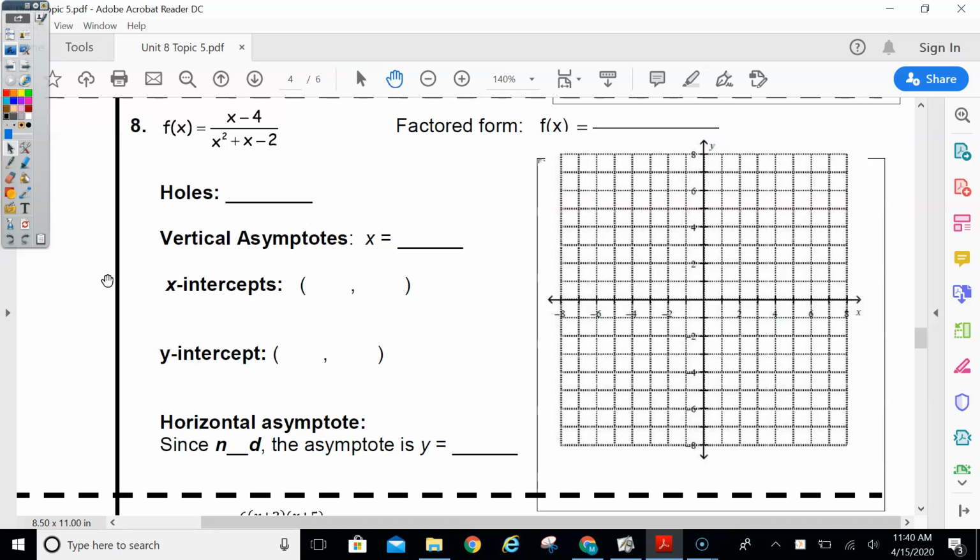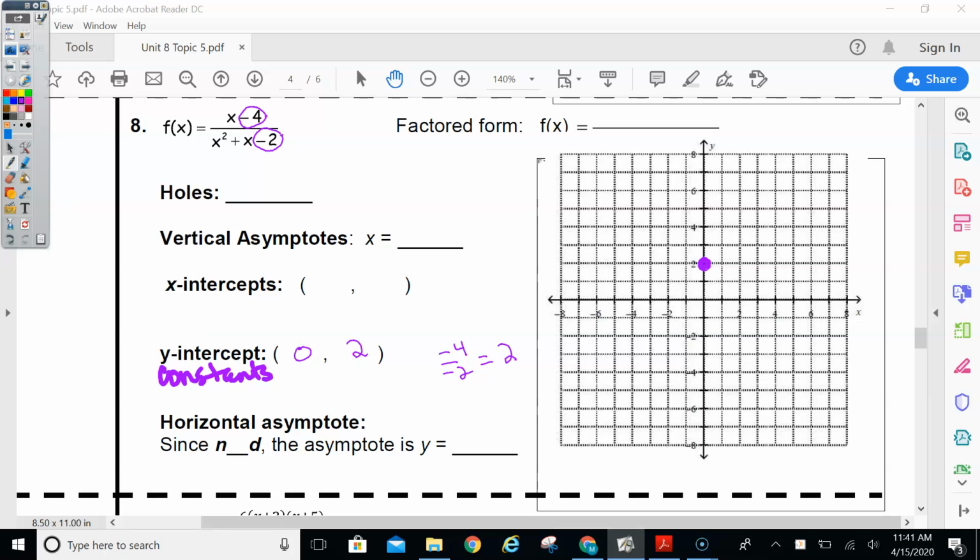Alright, so again, the first parts are still the same thing. So we still look at the constants for the y-intercept. So here we have -4 and -2. -4 over -2 is just 2. So then our y-intercept is at 0, 2. So that's where we're going to put our little dot here, 0, 2.